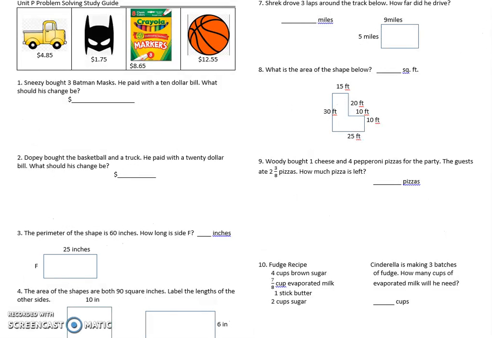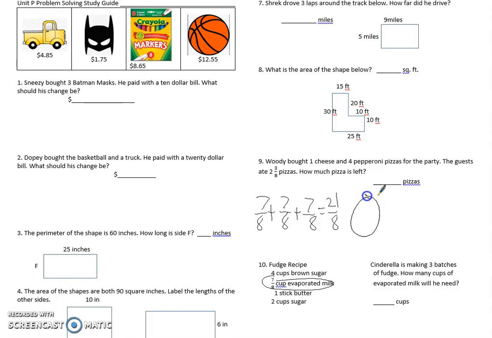The fudge recipe calls for 7/8 a cup of evaporated milk, and we're doing 3 batches, so that's 7/8 plus 7/8 plus 7/8. You can do this a couple different ways. You could add them all together and get 21/8, but then I still need to change it to a mixed number instead of an improper fraction.